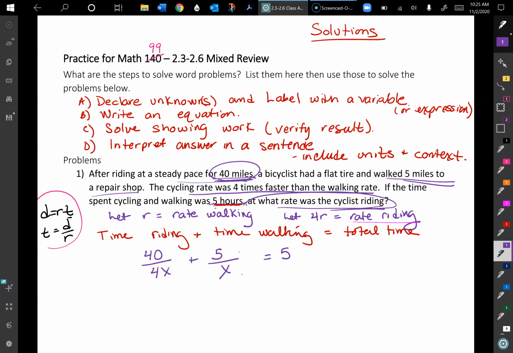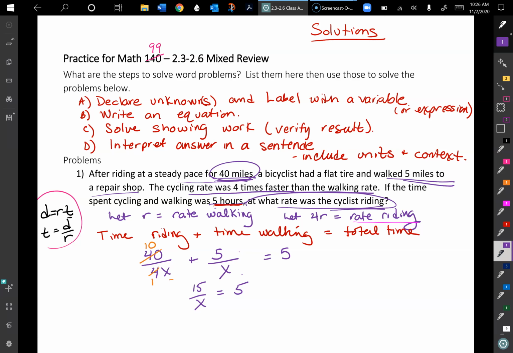Okay, so now we have a rational equation and we can use the process of clearing the denominator if we needed to. However, if I just look at this and reduce, I have 40 over 4, which would be 10. So I end up with 10 over x and I get myself a common denominator that way. So it's pretty easy to solve. I have 15 over x when I combine like terms, equals 5.